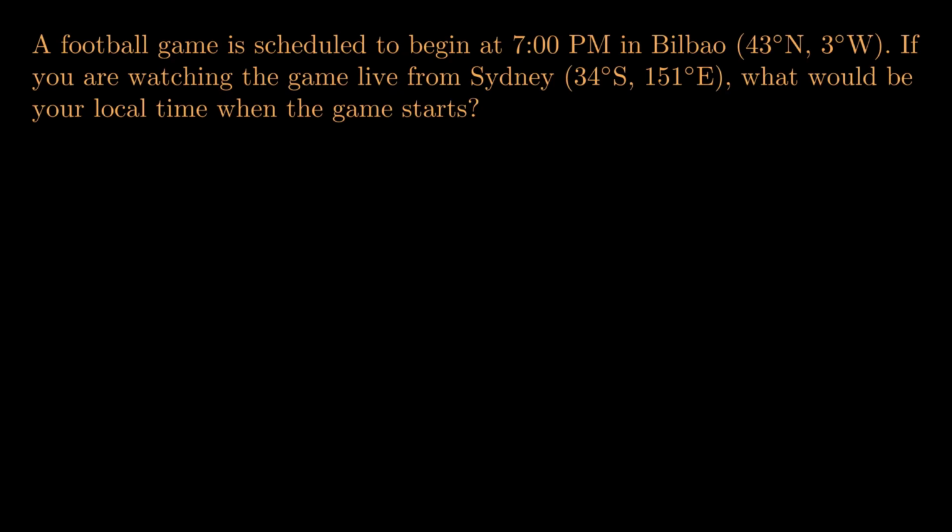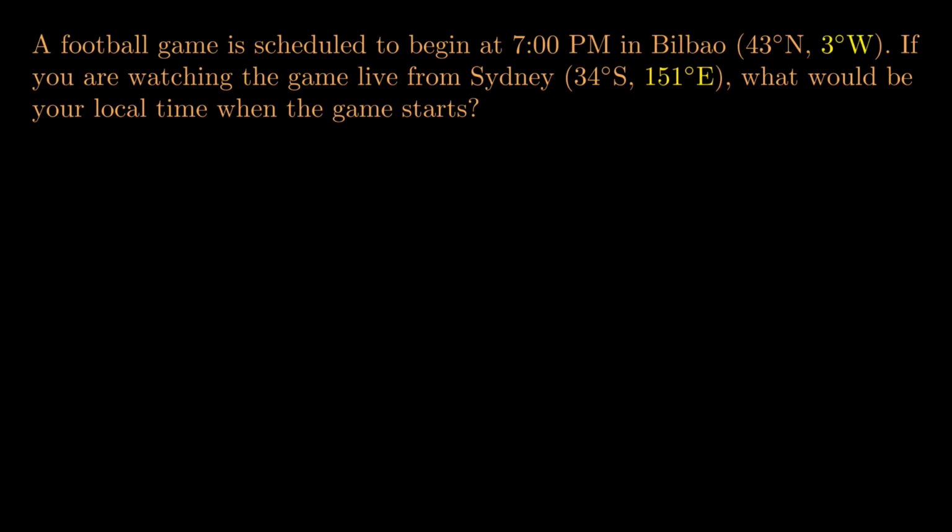Okay, so let's try and use this idea to solve an example problem here. There's a football game scheduled to begin at 7 p.m. in a city in Spain, located at 43 degrees north and 3 degrees west. We are watching the game from home, which is 34 degrees south and 151 degrees east, and we want to know what time the game starts in our clock on our side of the world. So first, remember only the longitude matters. So we only care that the game is happening at 3 degrees west, and we live at 151 degrees east. Right? We completely ignore the latitude.